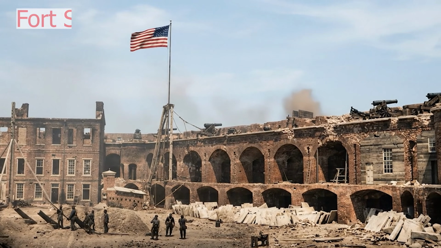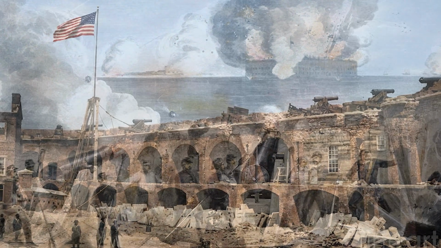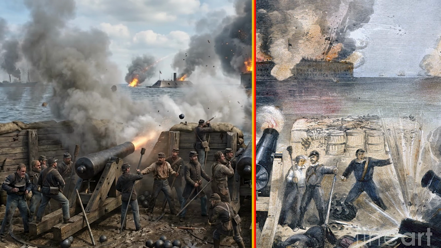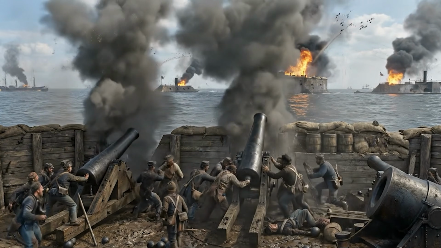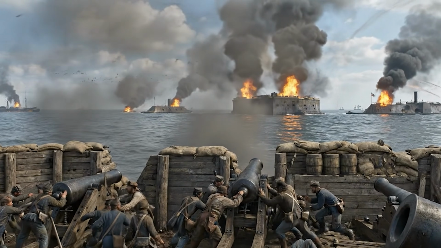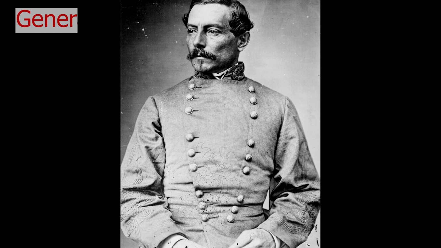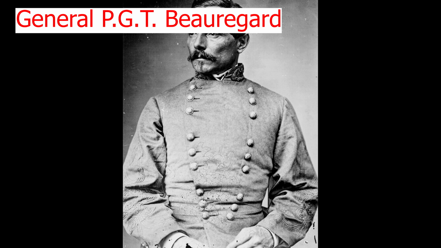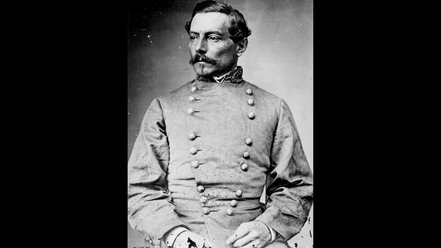This is Fort Sumter in Charleston Harbor, South Carolina, on April 12, 1861. You're witnessing the opening bombardment of the Civil War. South Carolina demands that federal troops abandon this fort on their soil. When Major Robert Anderson refuses, Confederate General P.G.T. Beauregard orders his batteries to open fire.